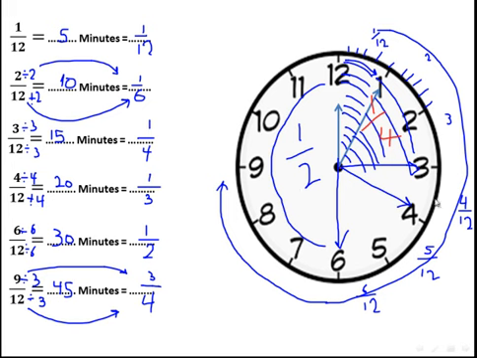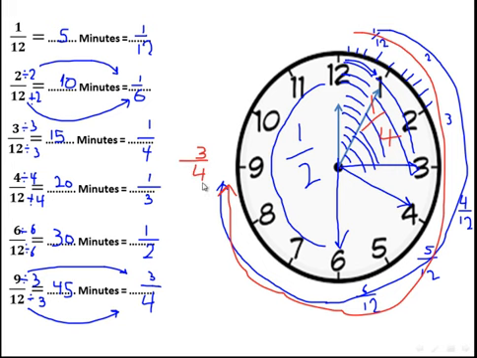3/4. All of this part from the beginning to 9 represents 3/4. 3 what? Quarters. Okay, here we go.